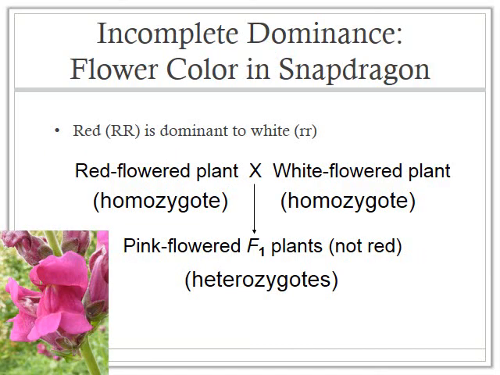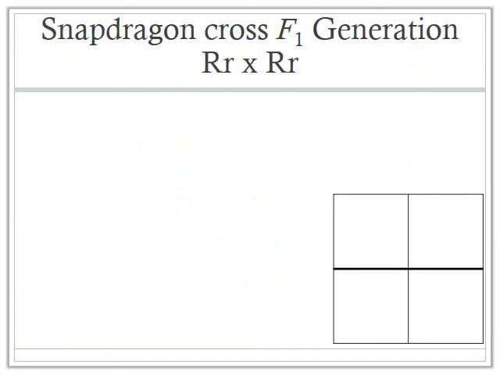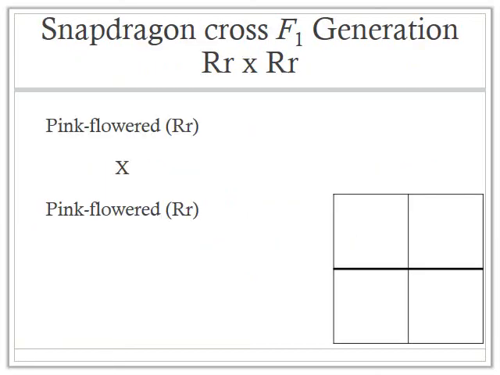So incomplete dominance first. As I said, this is this in-between heterozygote situation. This is a snapdragon flower. The big R is red. The little r is white. If you mix the two homozygotes together, you will get pink as your heterozygotes, not red. And so the F1 generation, if these were your parent generation, would be all pink. And so we'll do an example here.